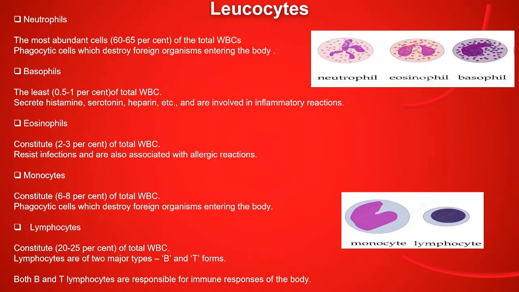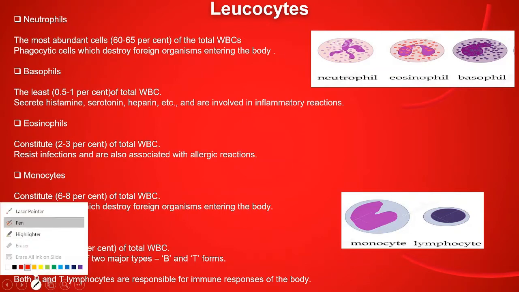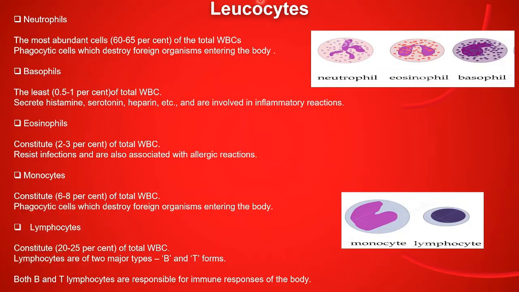Now coming to the leukocytes. Firstly, we will see what the different types of leukocytes present are. First, neutrophils. Neutrophils are the most abundant cells, that is 60 to 65% of the total WBCs. These are phagocytic cells, that means they destroy foreign organisms entering the body. And if you see their staining response, these cells can take up both acidic and basic stain equally.